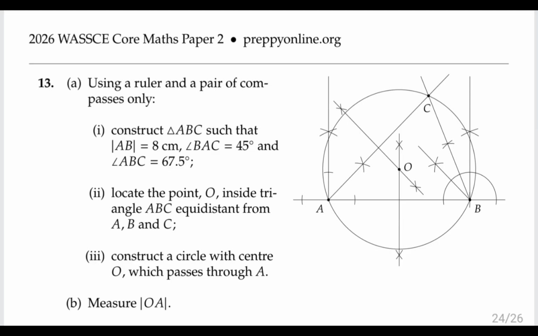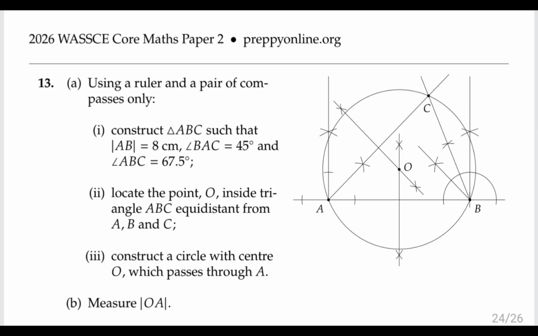So using a ruler and a pair of compasses only, we are supposed to construct triangle ABC such that AB is 8 centimeters, angle BAC is 45 degrees, and angle ABC is 67.5 degrees. And we are supposed to locate the point O inside triangle ABC that is equidistant from A, B, and C. And then we are supposed to construct a circle with center O, which passes through A. And then we are supposed to measure OA.